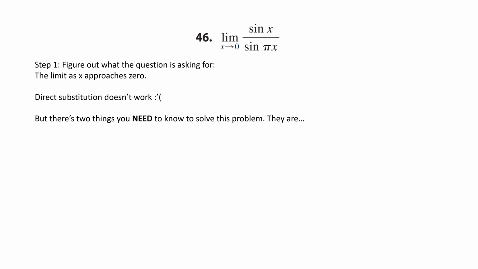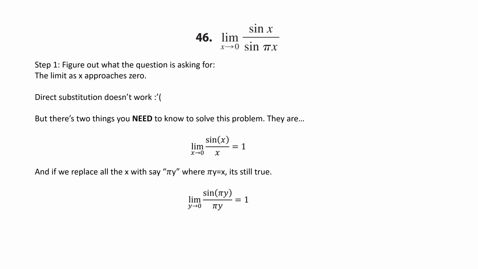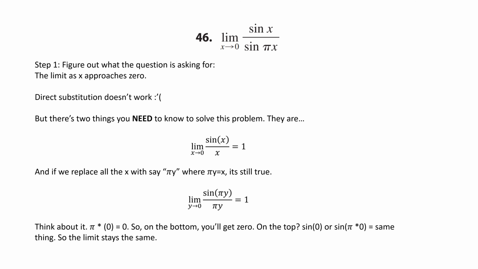So there's two things you need to solve this problem. The first thing is that we were given a limit earlier in the textbook that says the limit as x goes to 0 of sine x over x is equal to 1. Now the interesting thing is that you can replace that x with some other variable. For example, if we let x equal pi times y, it's still true. And of course, we could replace that x with any arbitrary variable. It could be a, it could be b, or it could be x itself again, and it would still be true.